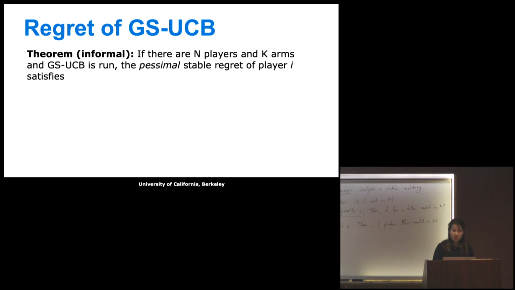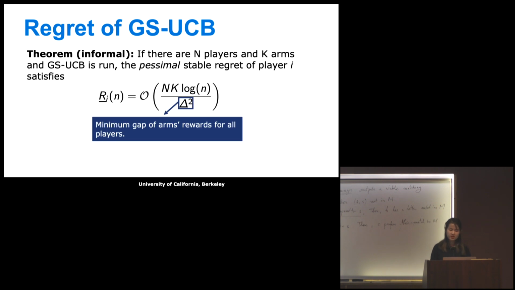So here's a theorem, right? If there are n players and k arms, and we run this GS-UCB algorithm, then we can guarantee that the pessimal stable regret of player I is logarithmic in the horizon. So that's good. That is growing slowly with the horizon. But it's linear in the number of players and number of arms. So if the market size is very big, then possibly this regret is bigger.